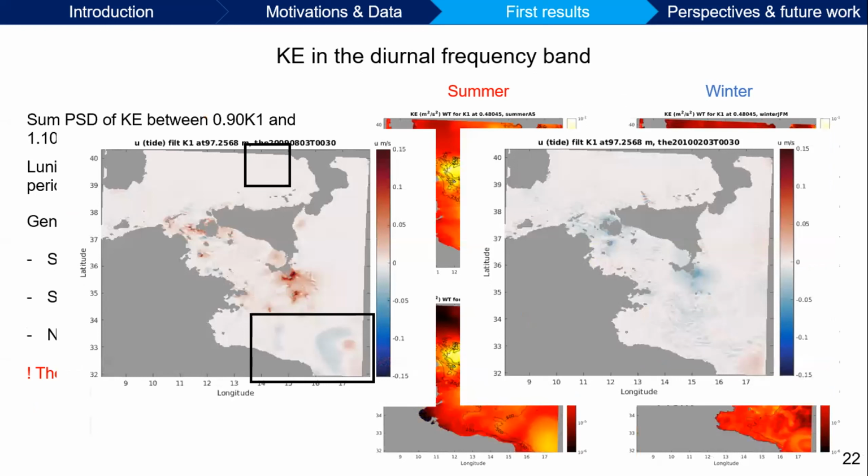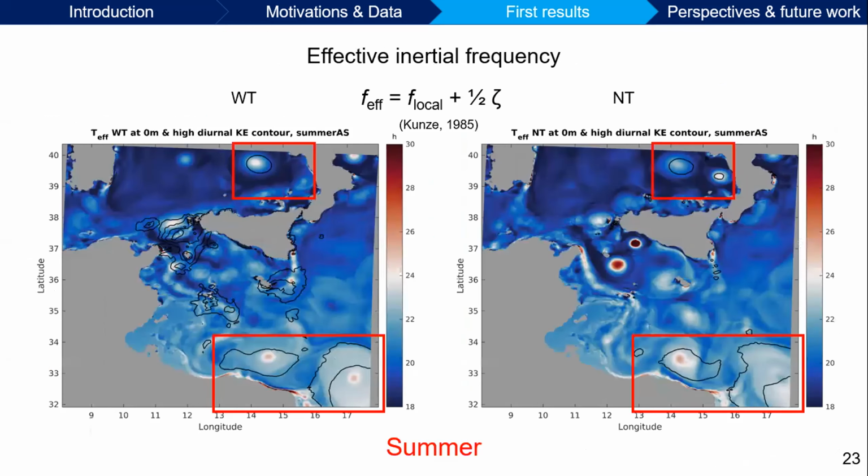And if we look at the zonal velocity filtered at diurnal frequency, we can clearly see those motions trapped inside anticyclonic structures, so anticyclonic eddies. And this is due to the trapping of those motions by anticyclones because of the effective inertial frequency. So the effective inertial frequency is the sum of the local inertial frequency and half of the relative vorticity.